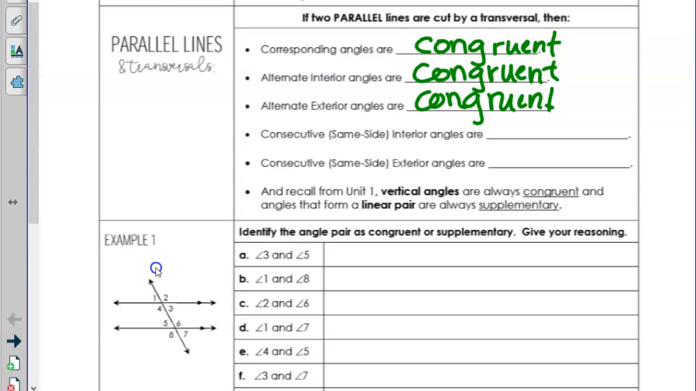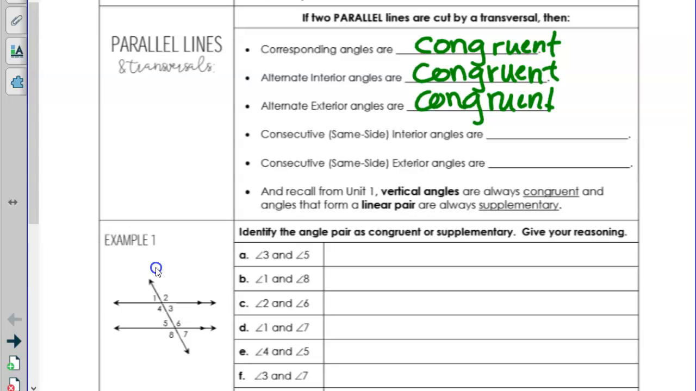And what do we know about vertical angles? They equal the same thing. So if you were to pick this up and put it right here, we know our vertical angles are congruent. We know our linear pairs are supplementary. So that's another way to think of it. Pick it up, put it up.